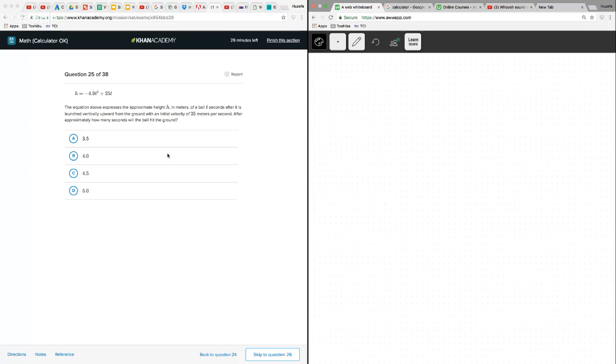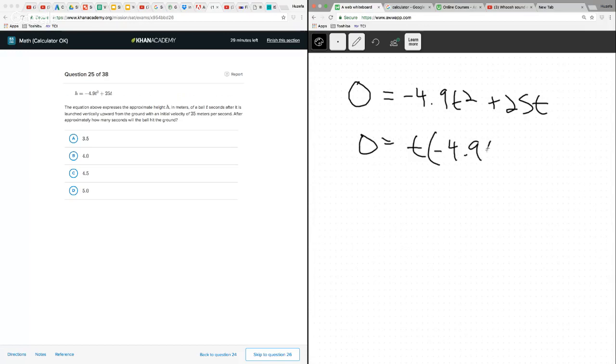The equation above expresses the approximate height in meters of a ball t seconds after it is launched vertically upward from the ground with an initial velocity of 25 meters per second. After how many seconds will this hit the ground? After how many seconds, is asking, will height equal 0? Negative 4.9 t squared plus 25 t. Solve for t. Let's do a little factoring. t comes on the outside: t times (negative 4.9 t plus 25).